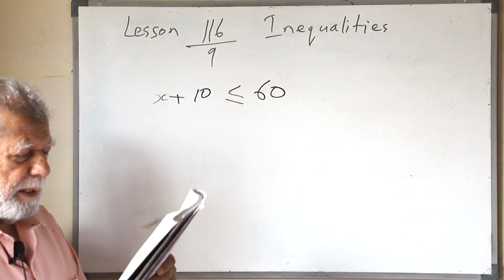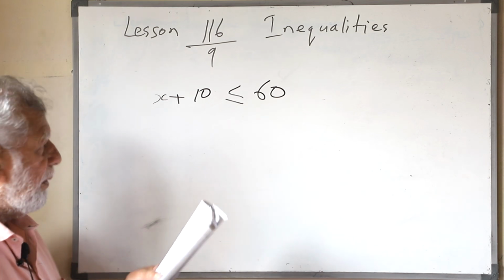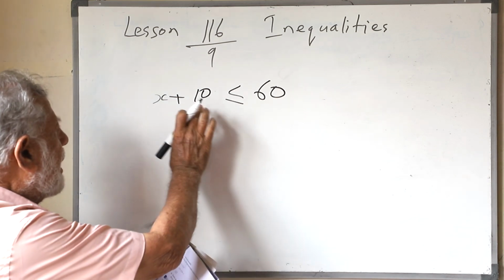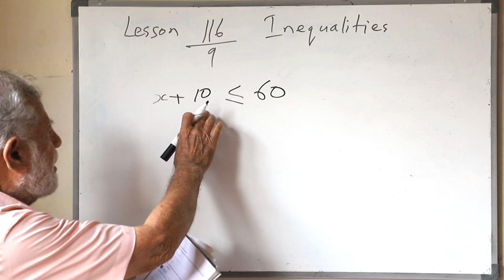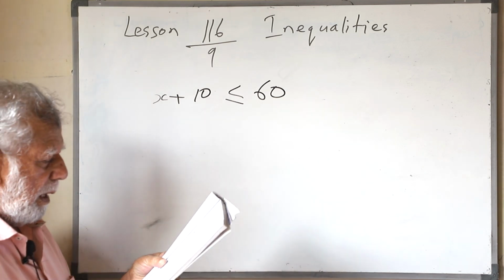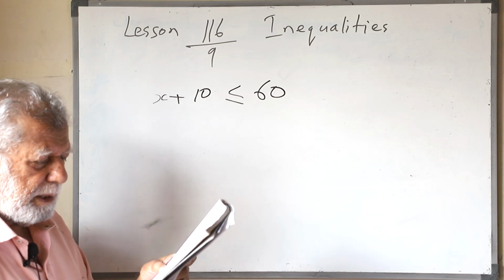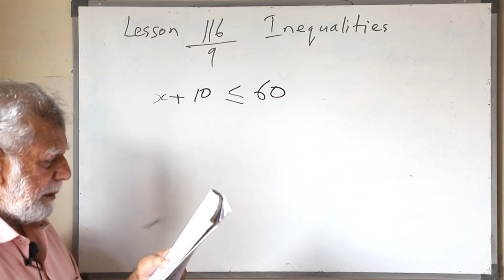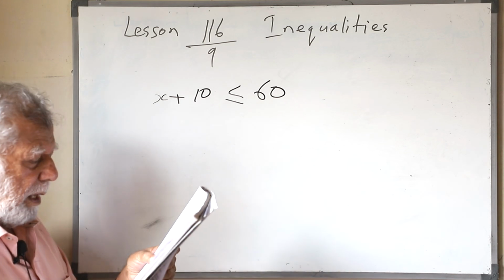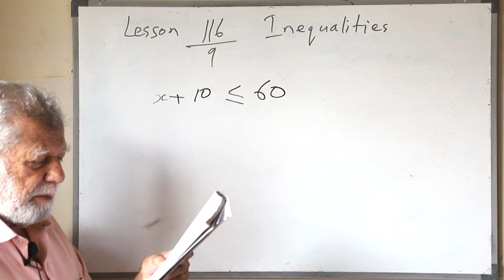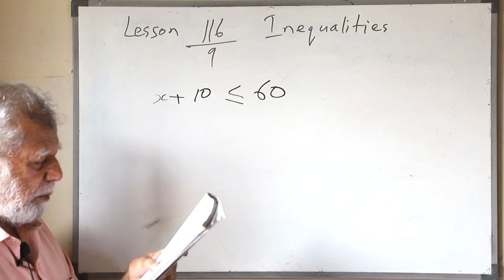Sakendu has 60 rupees. He buys a book for X rupees and a pen for 10 rupees. X rupees book, 10 rupees pen. So the total amount will be expressed in terms of an inequality. X plus 10 is less than or equal to 60. So solve this inequality and determine the maximum price that the book could be.